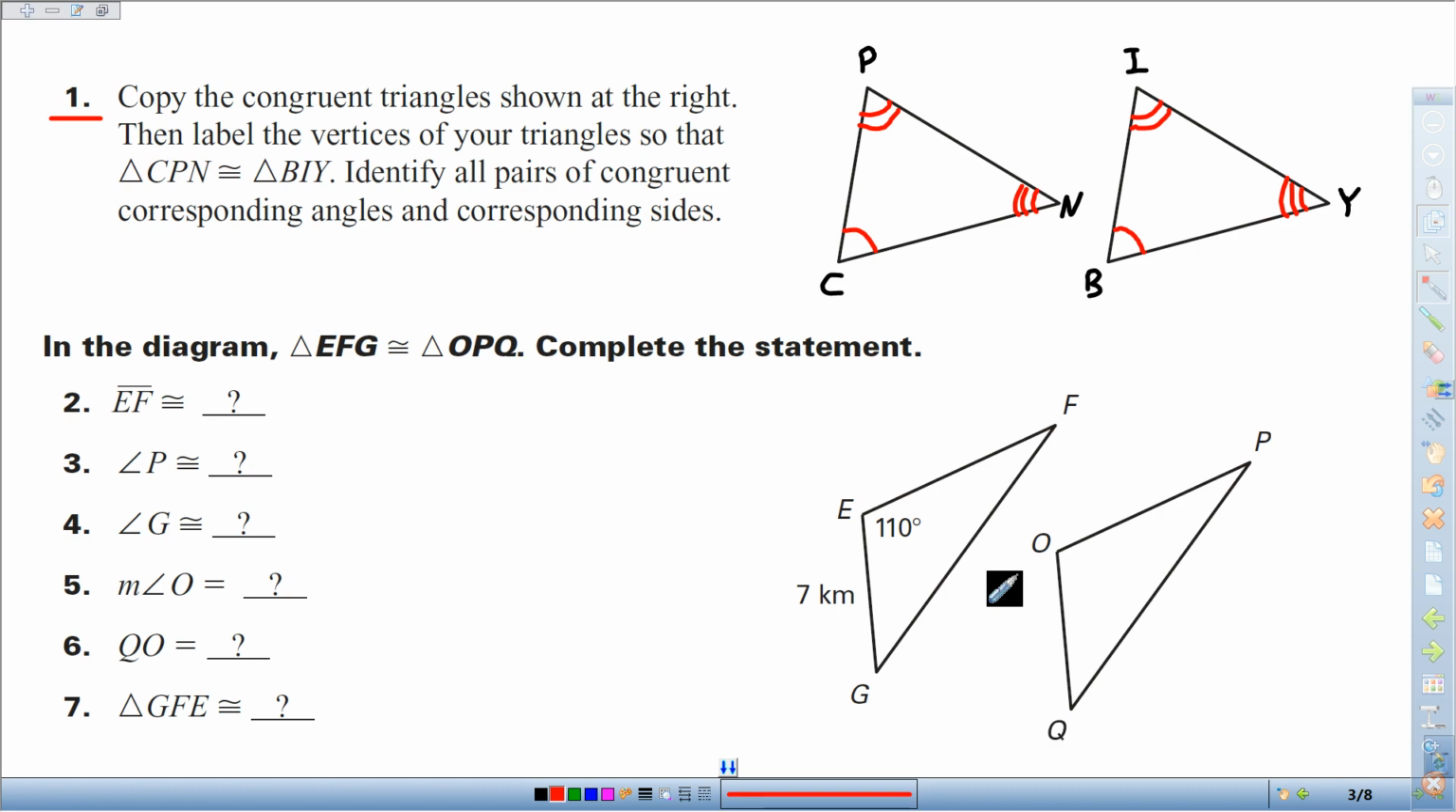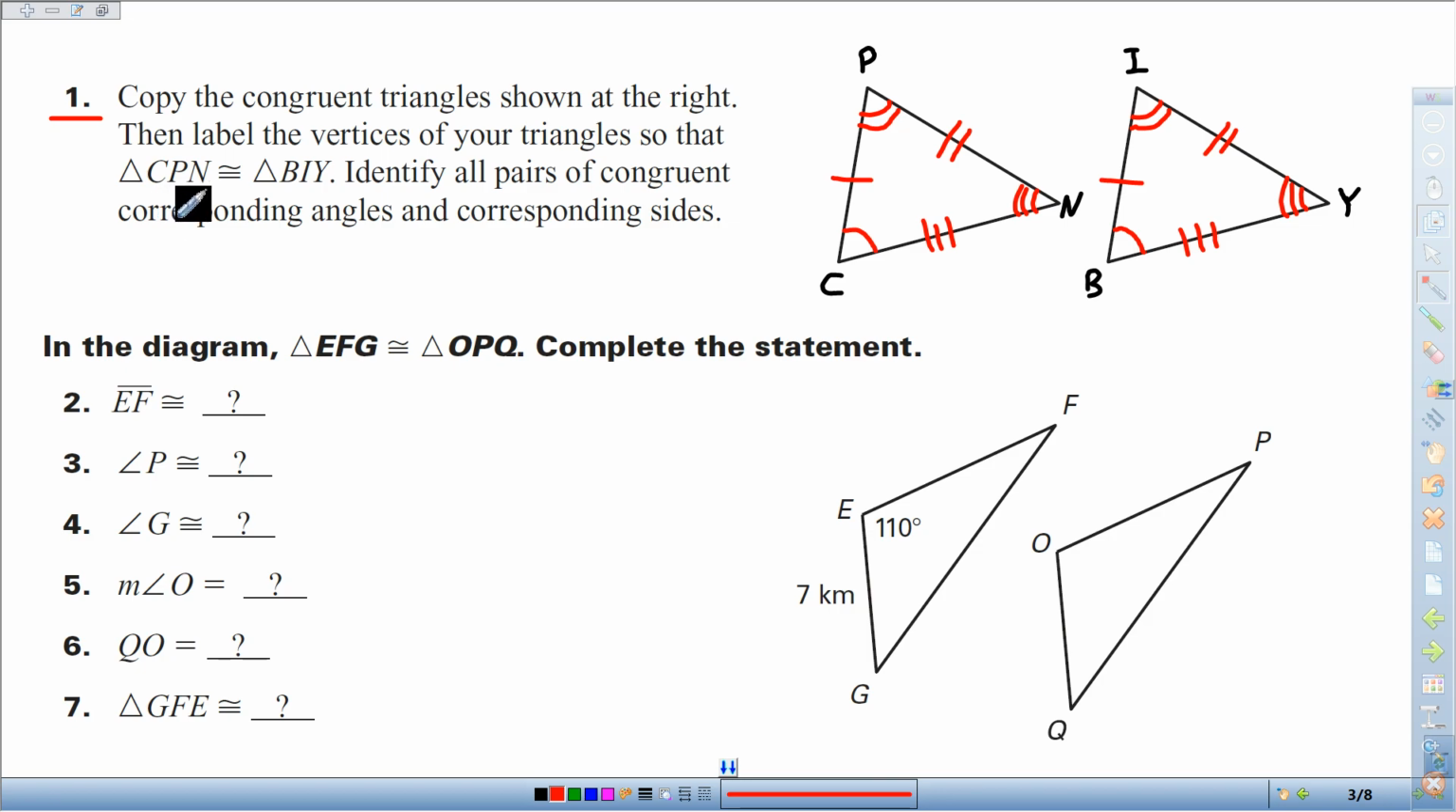All right, and you guys know, since we used one arc here, we had to use two for this, and I meant three on this. Okay, now we can identify the corresponding sides that are congruent. Doesn't matter what we start with. I'm just going to start with the side CP. I know it's congruent to this corresponding side, BI. And let's go on to this one. PN is congruent to IY, and CN congruent to BY.